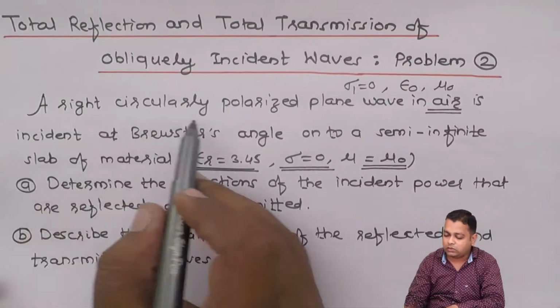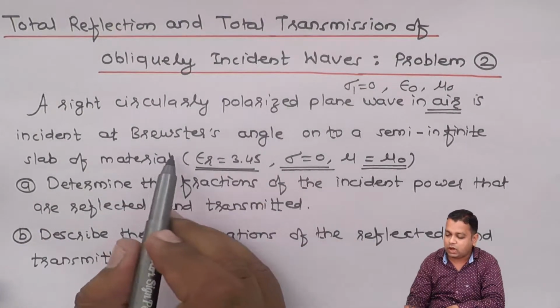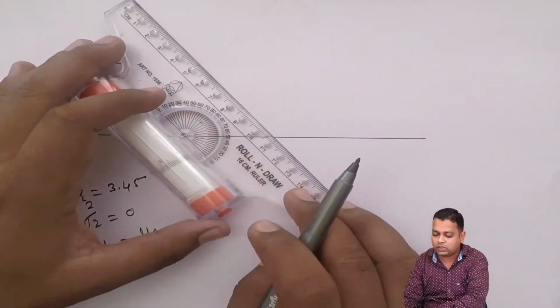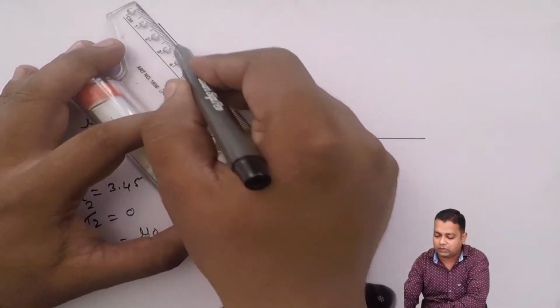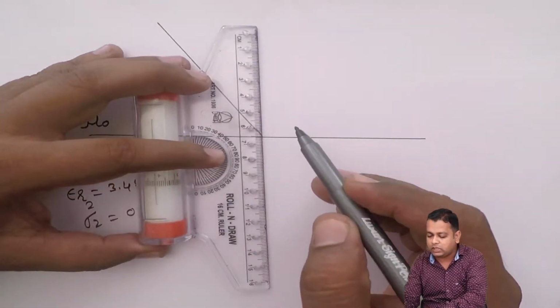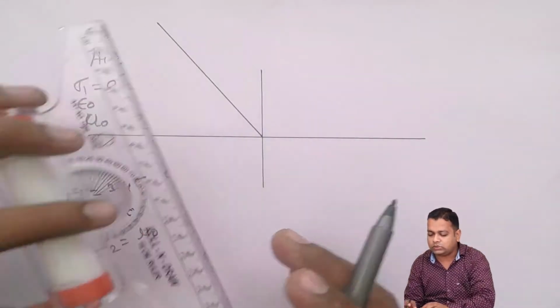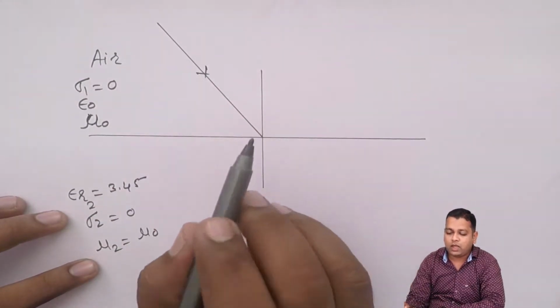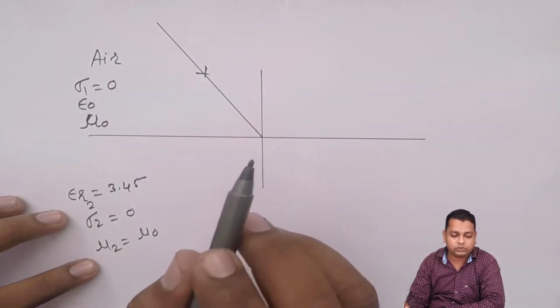Now a right circularly polarized wave is incident at Brewster's angle. Brewster's angle, that relation we have seen for total transmission. So let us say at this boundary, if this is the normal to this particular boundary, this is the incident wave. Now the angle is supposed to be the Brewster's angle.